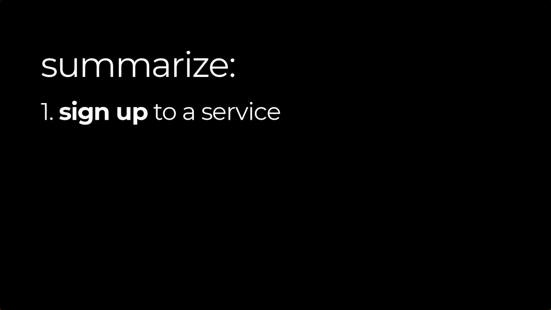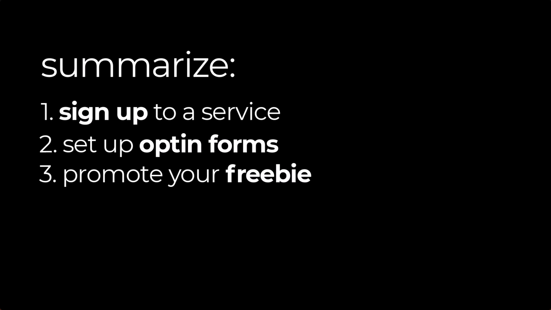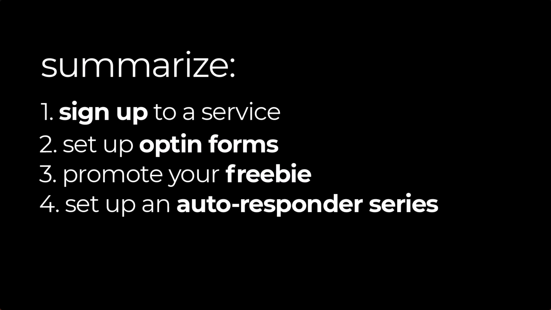Now, just to summarize again, what you're gonna do, you're gonna sign up to MailChimp or ConvertKit, get your opt-in forms on your website or your landing pages linked up, offer a freebie, and then you can consider setting up an autoresponder series. That's the whole process. That's pretty much it.